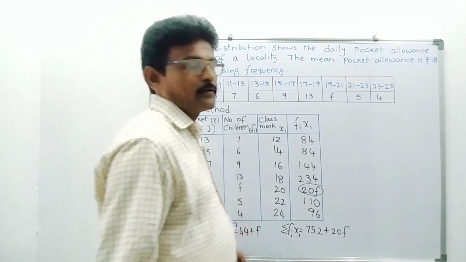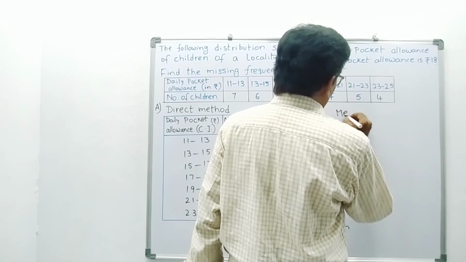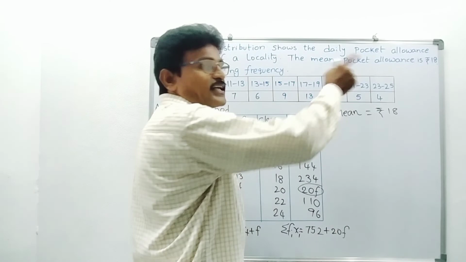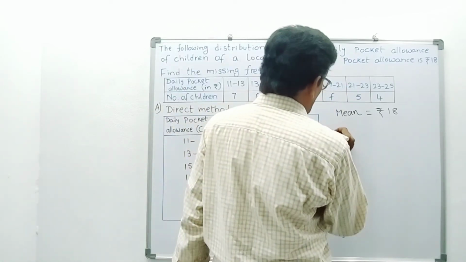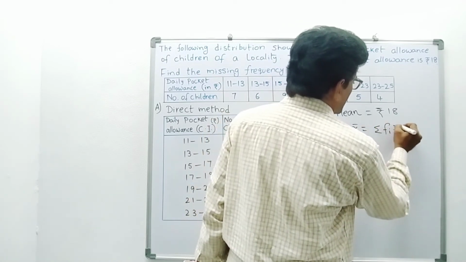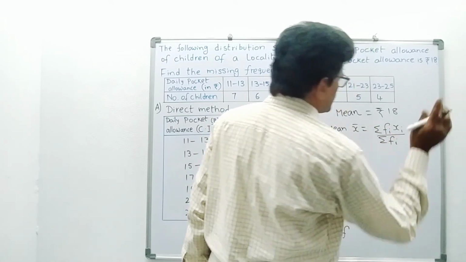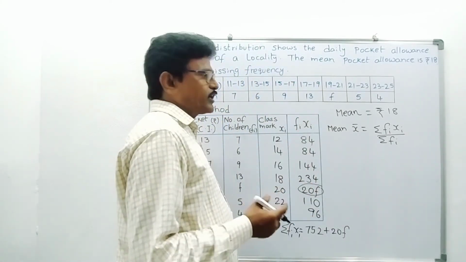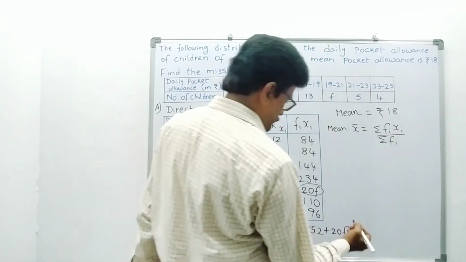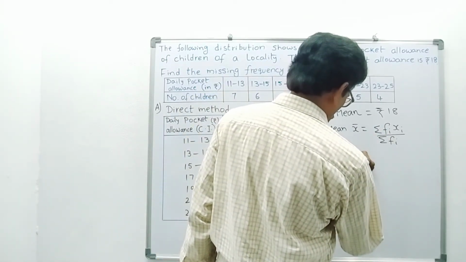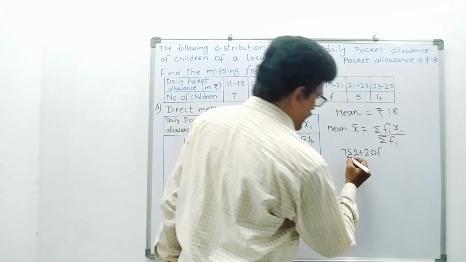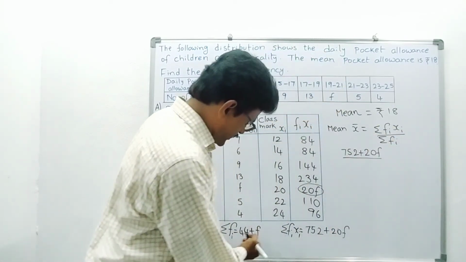Now we know the mean. Already he has given the mean of the daily allowance. How much has he given? 18 rupees. That answer he has given. Here, what is the mean? In the direct method, mean x bar means sigma Fi Xi by sigma Fi. This is the formula. Directly we can find the mean here. So we know these values. What is sigma Fi Xi? I am substituting that value: 752 plus 20F. That is sigma Fi Xi by sigma Fi, which is 44 plus F.